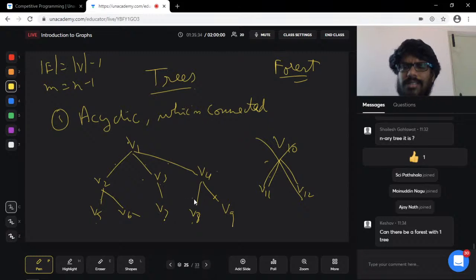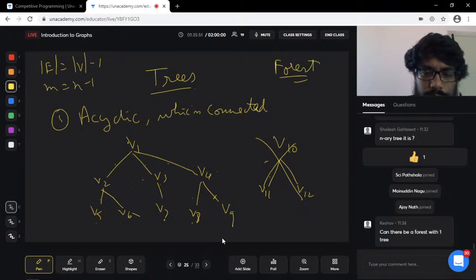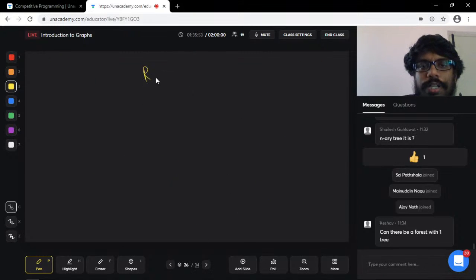So why is this the case? This can also be proved, and it's pretty easy to prove. I'll just try to give at least an intuitive reason why this is true. Whenever you think of a tree, it's always easy to think of a rooted tree.